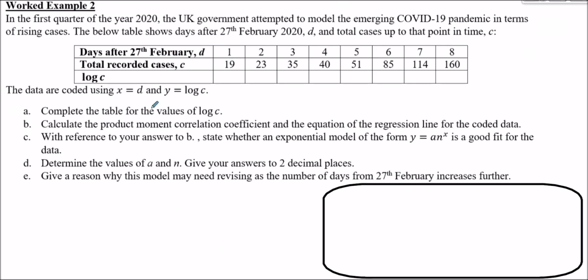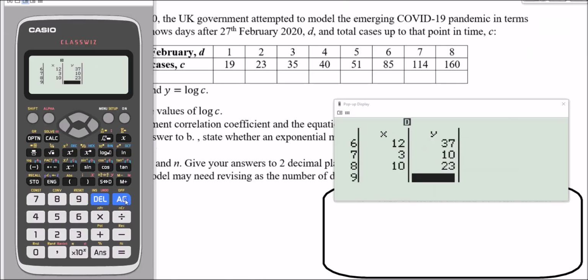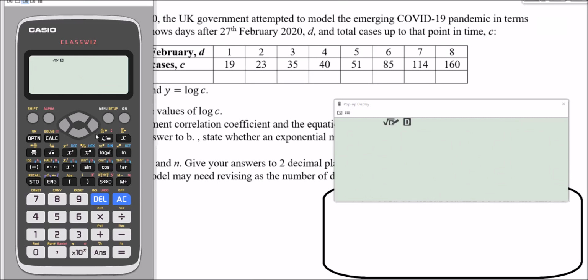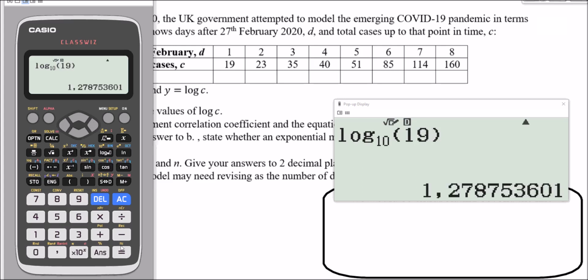For the first one, 19, do log base 10 of 19. Go back to menu option 1 to get into the normal mode. So log base 10 of 19. I'm going to give these figures to 4 significant figures to make sure we're not rounding too prematurely. In fact, no, I'm going to go to 4 decimal places. Scrap that. So 1.2788.